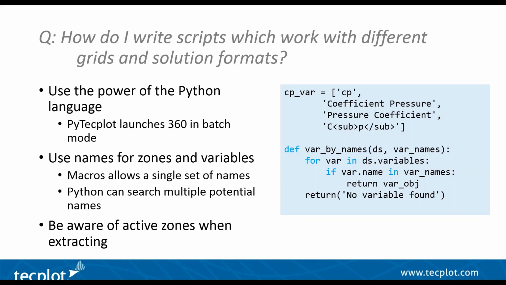So here's an example where I'm searching the full data set by looping over the data set to search for a particular variable name.